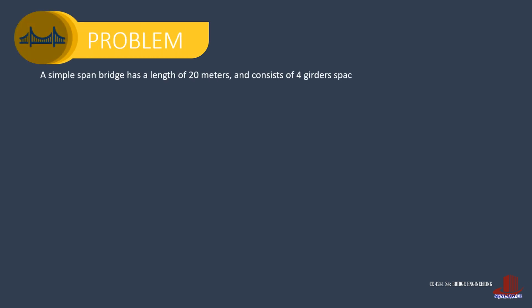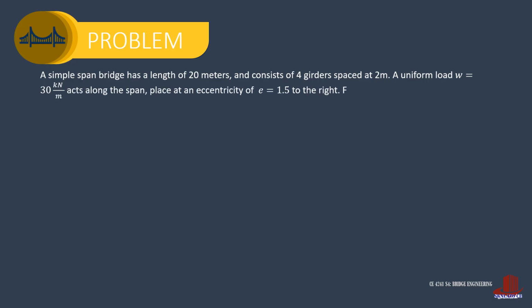The third example includes a simple span bridge of 20 meters length and reinforced by 4 girders spaced at 2 meters. This time, a uniformly distributed load is applied all throughout the length of the bridge at 1.5 meters to the right of the center line. We are to look for the maximum midspan moment in girder D using Courbon's method.